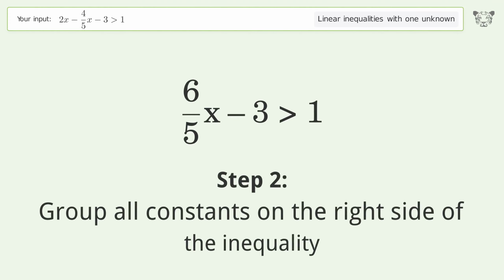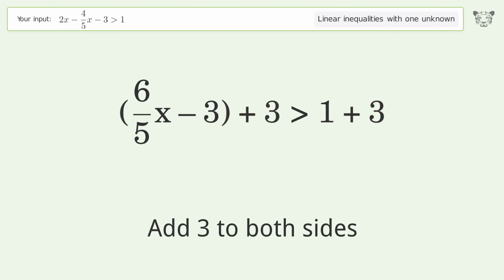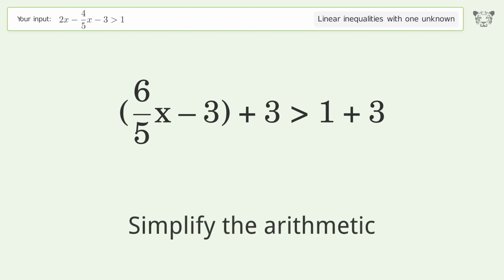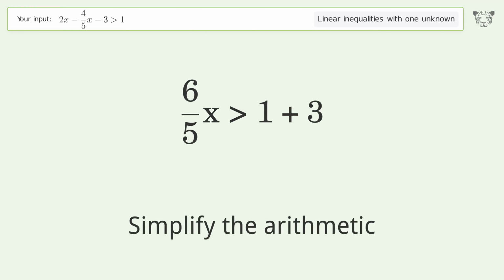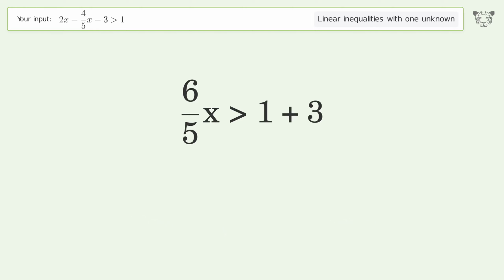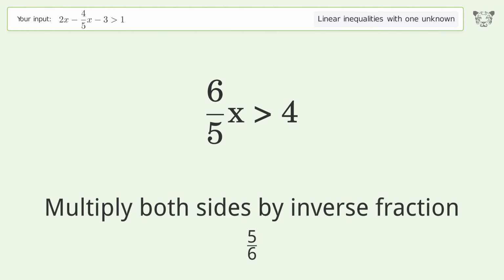Group all constants on the right side of the inequality. Add 3 to both sides. Simplify the arithmetic. Isolate the x. Multiply both sides by inverse fraction 5 over 6.